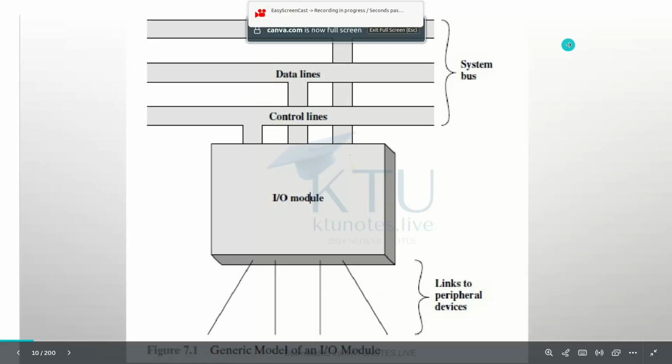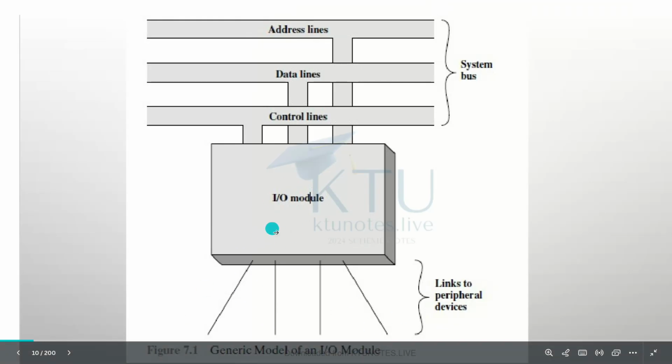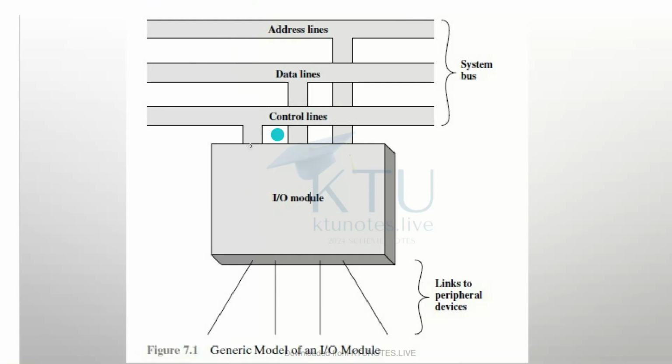You have to understand that the generic model of IO is like this. This is the IO module, and this is the link between the peripheral devices, and then we have the connection with the computer system, that is outside the computer system, through the address lines, the data lines, and the control lines. This is how it is basically connected to the computer.